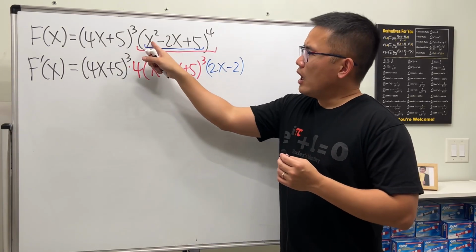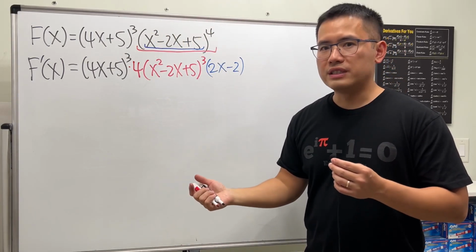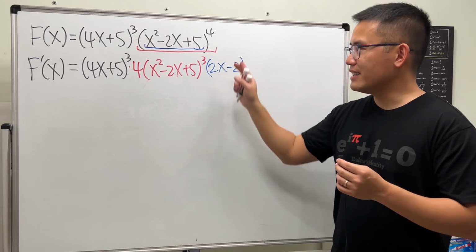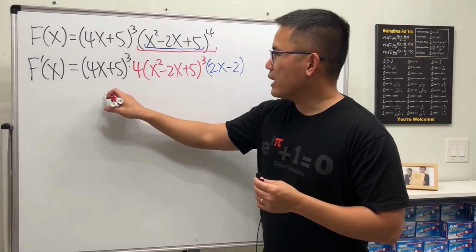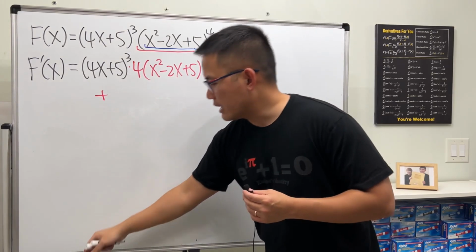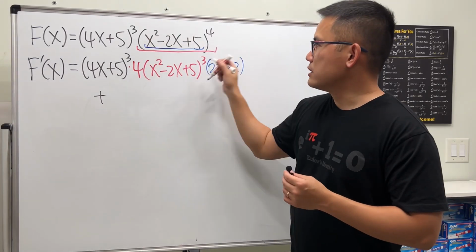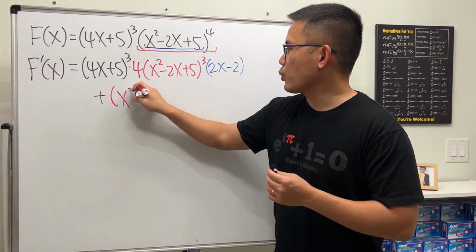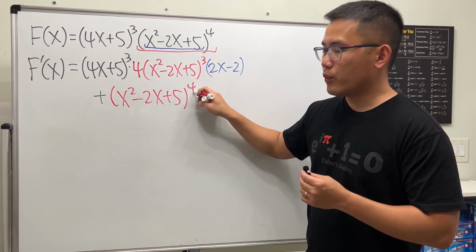So if you are not so comfortable finding the derivative right here, make sure you check out the previous video in this playlist. Right? Now, let's do the other part. We are going to add the second function. The second function is this, so we just write it down. We have x squared minus 2x plus 5 raised to the fourth power.